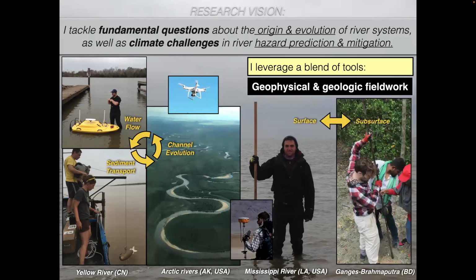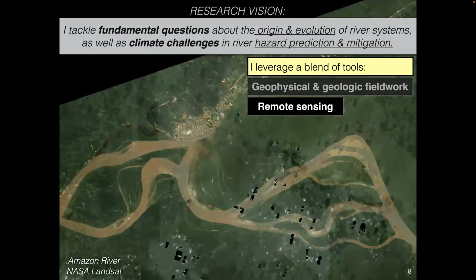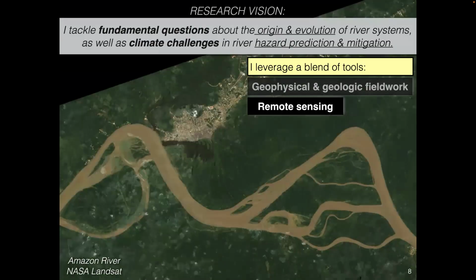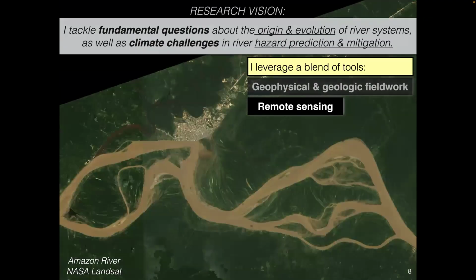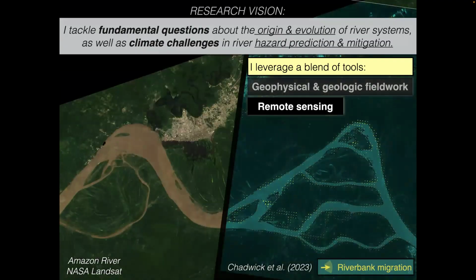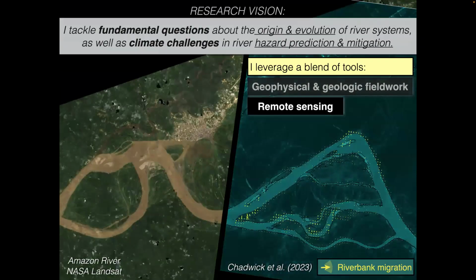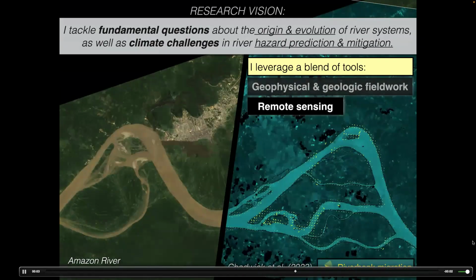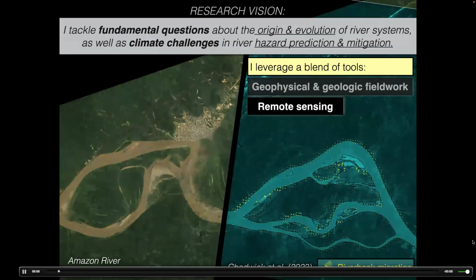I also split my efforts between quantifying surface processes and also the connection to subsurface processes like subsidence and soil salinity and things like that. I also use remote sensing to quantify river processes, taking advantage of this large amount of global imagery and thinking about how we can turn this into improving our understanding of how rivers move. So, for example, quantifying riverbank migration from Landsat, as I'm showing here.